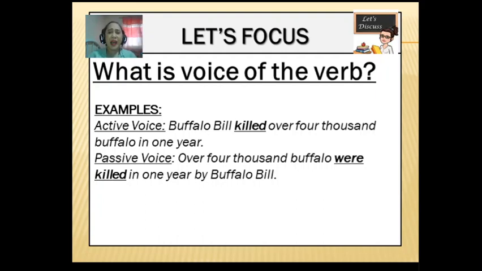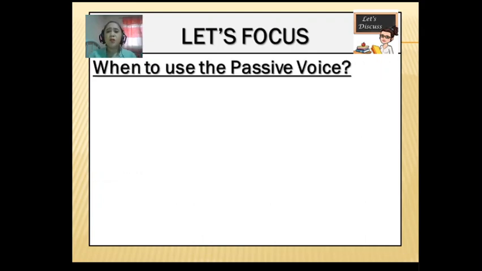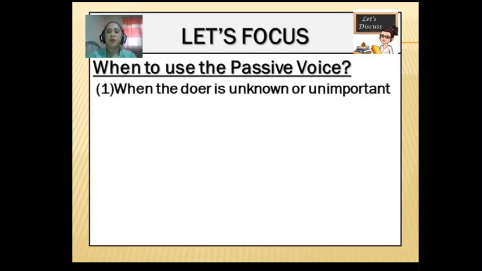So most of the time, we use the active voice. And there are times that we need to use the passive voice. So when do we use the passive voice? The first is when the doer is unknown or unimportant. The passive voice enables you to emphasize what happened when the person or thing acting is unknown or unimportant.